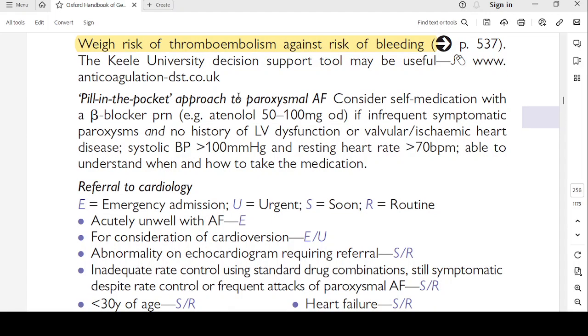Pill in the pocket approach to paroxysmal atrial fibrillation. Consider self-medication with a beta blocker PRN, for example atenolol 50 to 100 milligrams OD, if infrequent symptomatic paroxysms and no history of left ventricular dysfunction, valvular heart disease or ischemic heart disease is present. Systolic BP is more than 100 and resting heart rate is more than 70, and the patient is able to understand when and how to take the medication. So in all these scenarios, you can give a beta blocker PRN in case of paroxysmal atrial fibrillation.